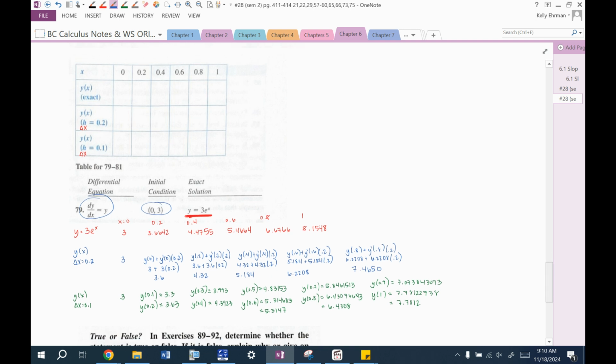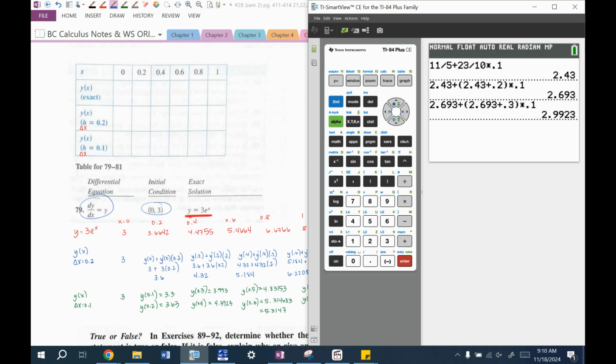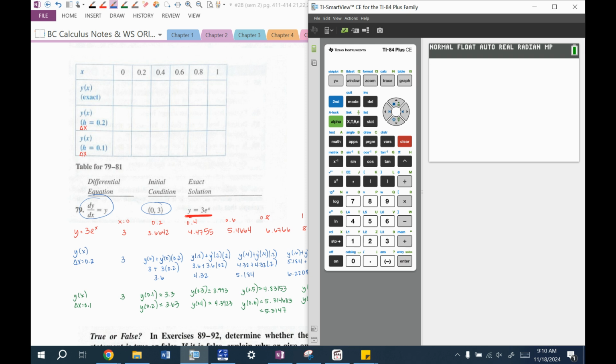Okay, so the first part, the exact solution, this is just me typing into my calculator. When I put in 0, 3 times e to the 0 is 3. And then when I put in 0.2, 3 times e to the 0.2 is this. And then I rounded to 4 places. And then I just kept doing that. Second enter, make that 0.4. Okay, so that's pretty easy. That's the exact thing. Now, what about the step size one?